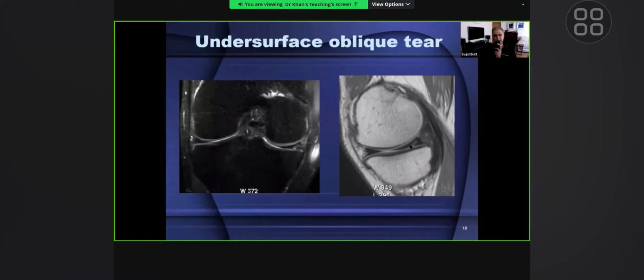Notice that this tear divides the meniscus into an upper and a lower half. So that's the example of a horizontal cleavage tear. This type of tear is more commonly seen in patients with degenerative knee joints. So patients of an elderly age group, beyond 45, I would say.